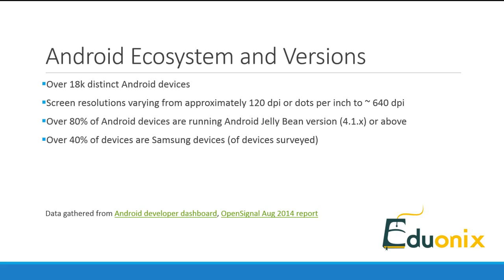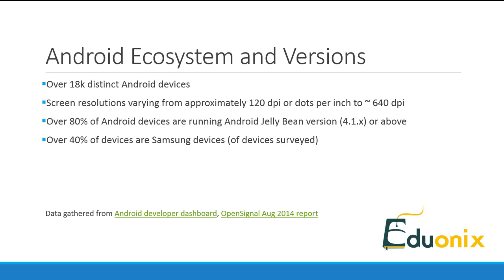With this wide variety, the screen resolutions for devices can range from the lower end of about 120 dpi, which stands for dots per inch on a screen, to 640 dpi. The dpi value denotes the quantity of pixels within a physical area of the screen. The higher the dpi, the higher the resolution and sharper an image that screen can generate.